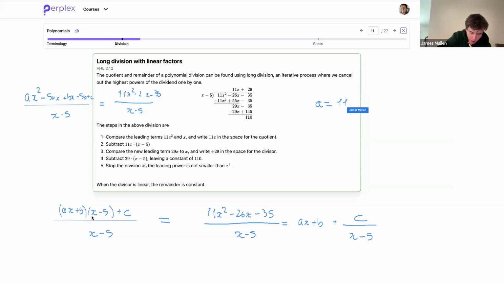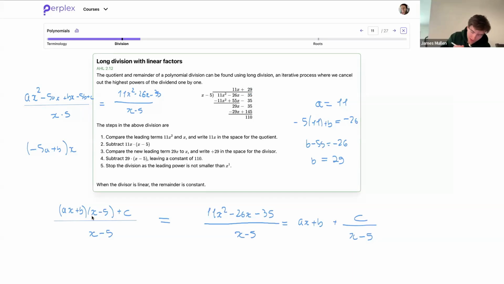Okay, and then if I collect the x terms, I have negative 5a plus b x. That's supposed to give me negative 26. Now I know that a is 11, so that's negative 55 plus b is equal to negative 26. Sorry, is there a minus sign I'm missing? Yeah, there's a minus sign. It's negative 26. That's negative, negative, and that means b is equal to 29. And that's the same 29 that we found here.